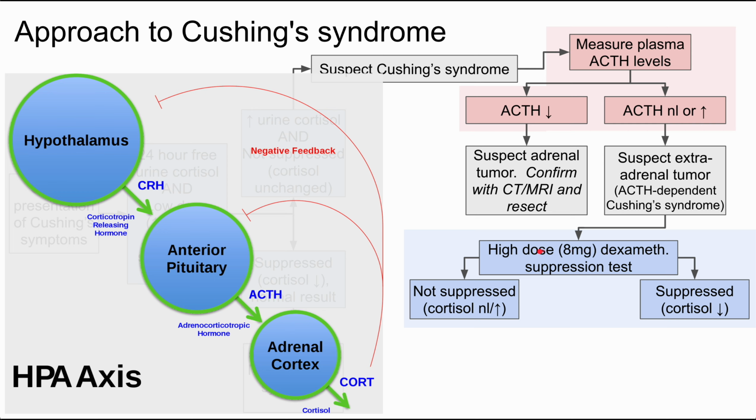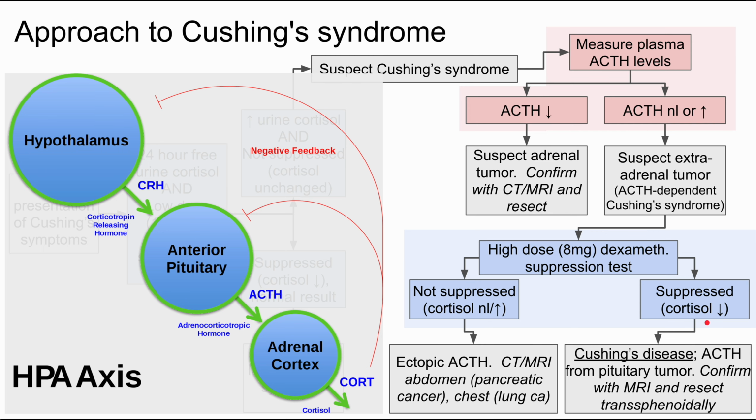So the high-dose test, this is a pretty high dose now, so we would expect that this high-dose test does negative feedback on the anterior pituitary. So even if you had a pituitary adenoma and you did a high-dose dexamethasone suppression test, you would expect the cortisol to be suppressed, and that's the outcome that we see here. If the high-dose dexamethasone suppression test suppresses the cortisol, that's Cushing's disease. That's ACTH from a pituitary tumor. The anterior pituitary has a tumor, and that tumor is producing ACTH.